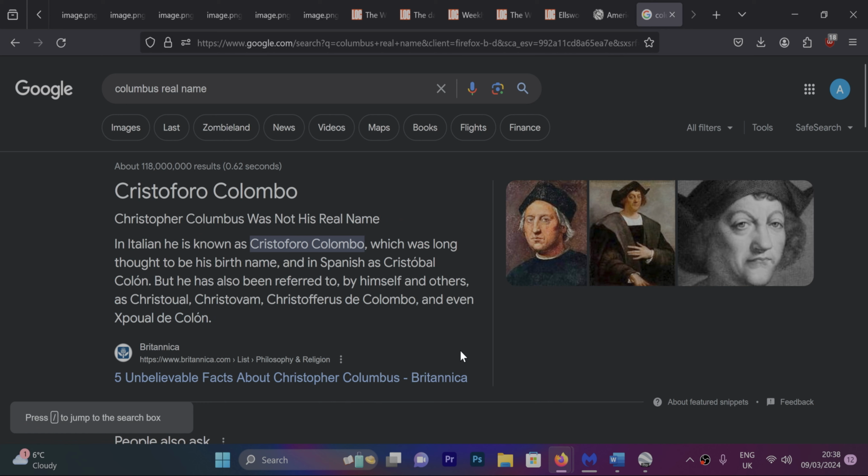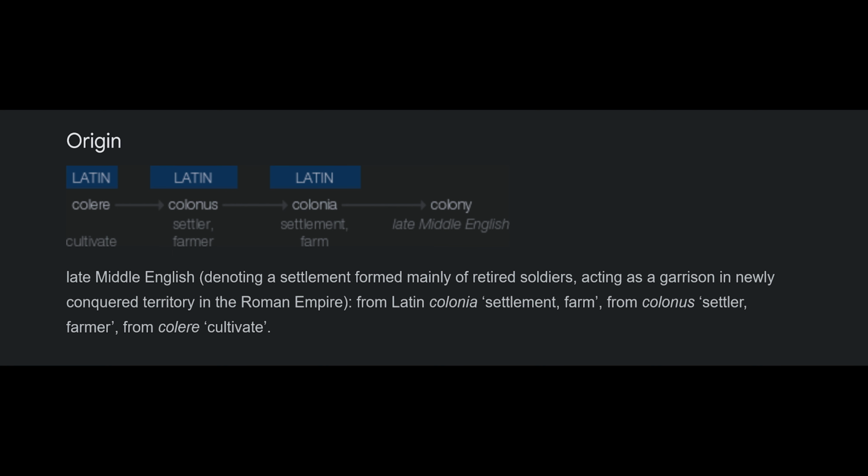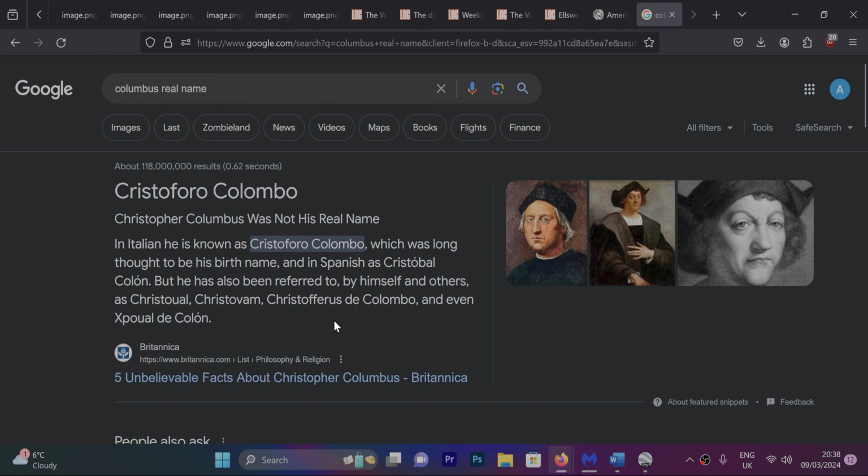Now, first things first, Christopher Columbus wasn't even his real name. He's known as Cristoforo Colombo, but his real name was Expur de Colon. That was his real name. So how that became Columbus, we'll never know. But we do know how the name colony came from that, don't we? Because he was a colonizer. But let's find out when he really came to America.